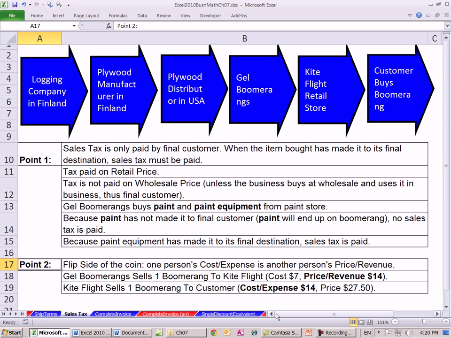So this has nothing to do with sales tax, but it has to do with flip sides of the coin, right? Gel Boomerangs is recording revenue of $14. But on that same transaction, Kite Flight, on their completely different books, is recording a cost or expense for $14. All right, so point 1 about sales tax, always the final destination determines the sales tax. And point number 2, sometimes it's helpful to see both sides, flip sides of the coin. In this particular situation, we saw that one person's revenue is another person's cost.